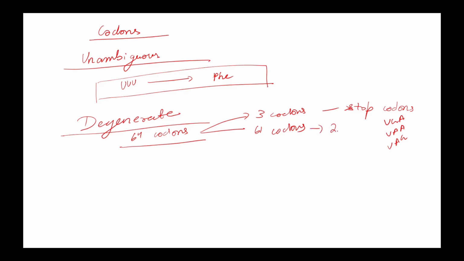So 61 codons are there and 20 amino acids are there. That means more than one codon codes for one amino acid. For example, for valine, we have a total of 4 codons which code for valine. So more than one codon, 4 codons, all code for valine only. This is called the degeneracy of the codon, meaning more than one codon is used to code one amino acid.